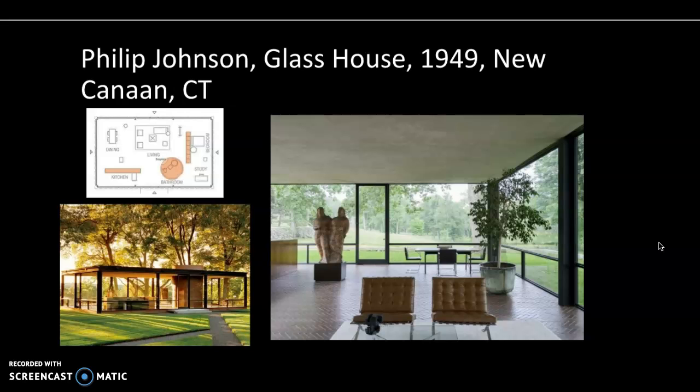In a house of glass, for Johnson, the views of the landscape are what he referred to as the wallpaper. He said he has very expensive wallpaper. And you can see how that use of a glass curtain wall really blurs the distinction between interior and exterior, between the human-made structure of the house and the natural world.